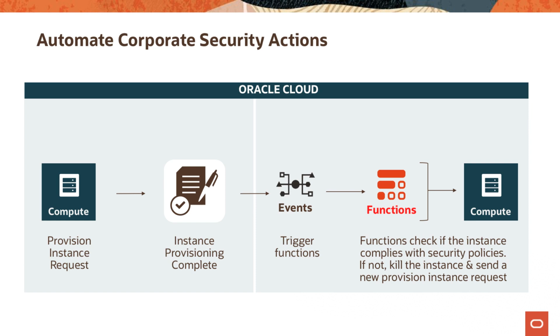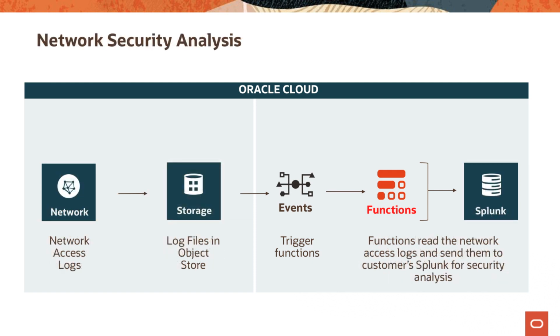For example, you provision an OCI compute instance. When this instance is provisioned, that would trigger an event, and that event would trigger a function, and that function would have the code that would be able to go into your compute instance or into your OCI environment and check if the instance complies with security policies or not, and if not, it can take action like even terminating the instance.